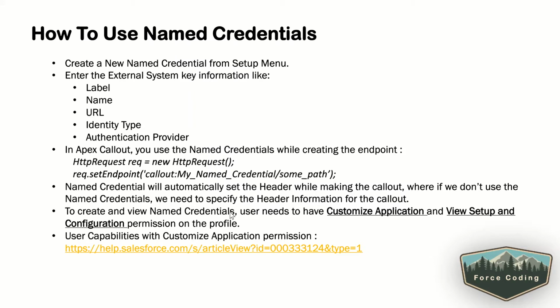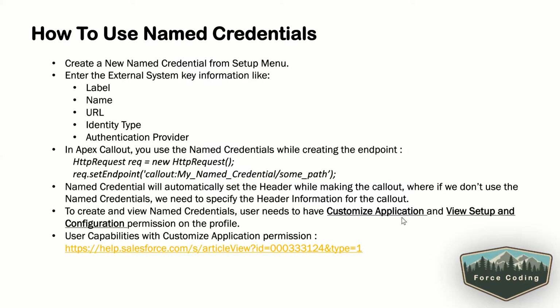These are the two permissions that you need to have if you want to create a name credential. The first one is the Customize Application permission, and the second one is the View Setup and Configuration permission. So you have the option to set it on a particular profile or a permission set, right? And then you should maintain this thing: the user capability that you get with the Customize Application permission is something that you need to first understand, that is, what sort of permissions you are getting from this particular permission, Customize Application.